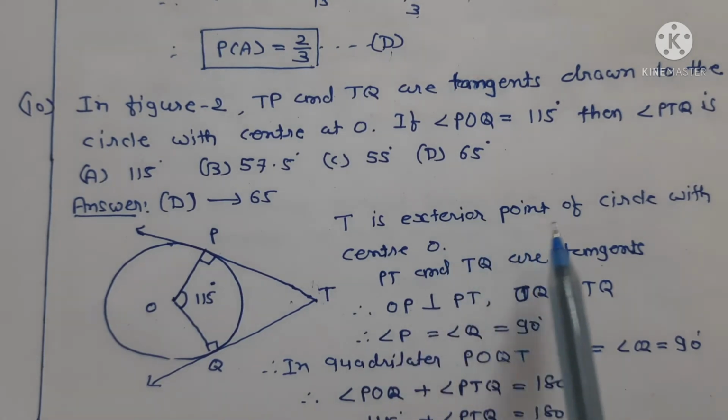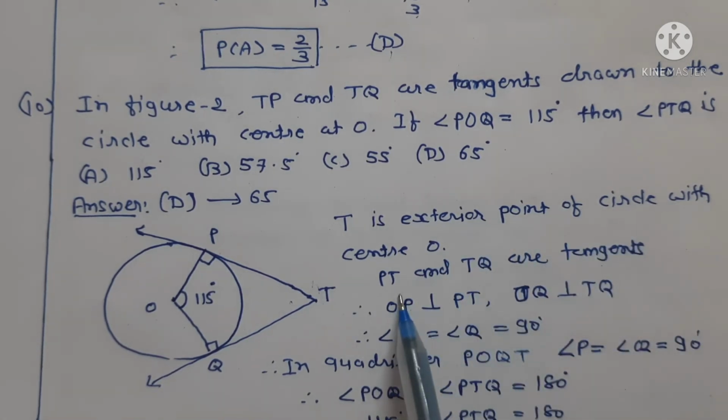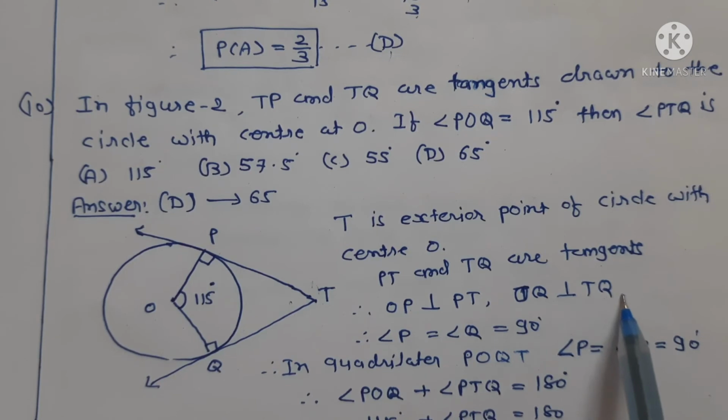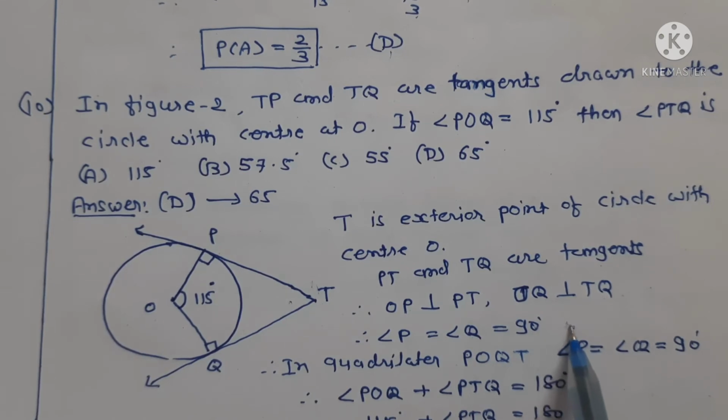T is an exterior point of the circle with center O. PT and TQ are tangents. OP is perpendicular to PT, OQ is perpendicular to TQ. With the help of Theorem 10.1, angle P equals angle Q equals 90. Theorem 10.1 says that a tangent is always perpendicular to the radius.